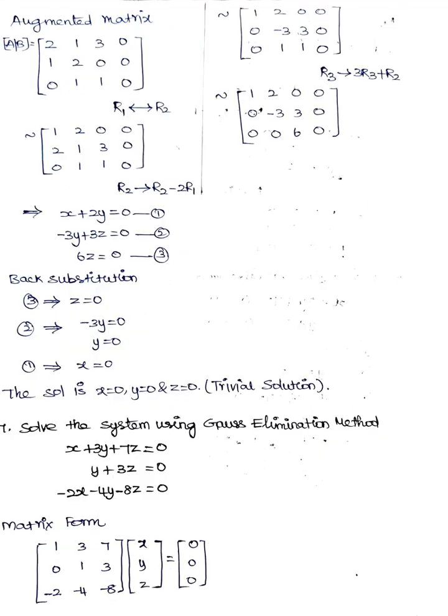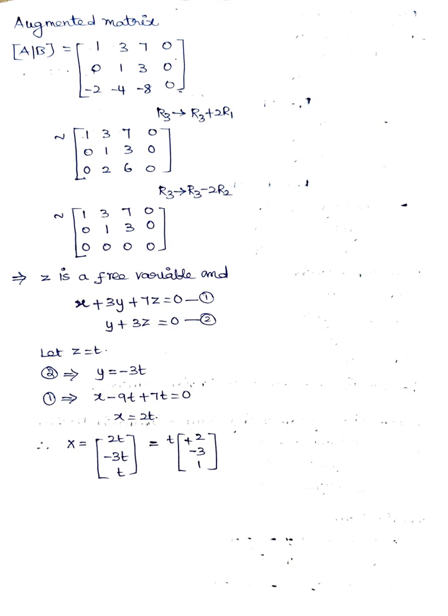Next one is the same Gauss elimination method. x plus 3y plus 7z is equal to 0, y plus 3z is equal to 0, minus 2x minus 4y minus 8z is equal to 0. Now in this problem, all the values on the right hand side are 0. The augmented matrix can be written as A and B. The A values are 1, 3, 7, 0, 0, 1, 3, 0, minus 2, minus 4, minus 8, and 0. Now we have to use the R3 row.